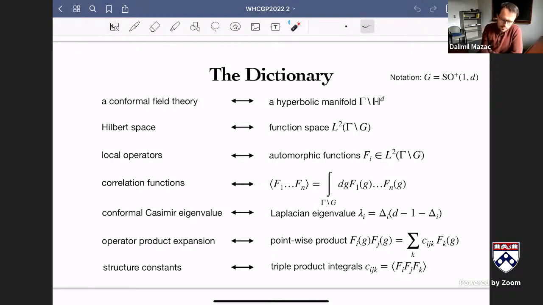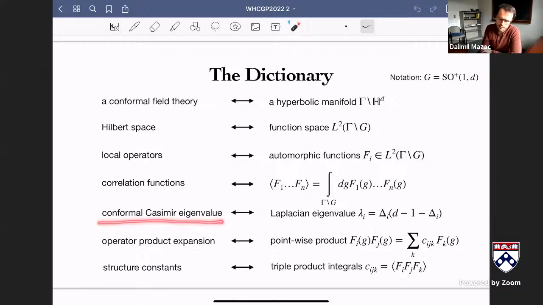Local operators are some distinguished elements of this Hilbert space. Sometimes they're called automorphic functions. They're basically like K-finite vectors in irreducible representations in the decomposition of L2 of G mod Gamma. Now we can also consider correlation functions, which come from taking a bunch of these automorphic functions or automorphic forms, multiplying them together, and integrating the result over the coset space G mod Gamma. This defines a correlator of these local operators or automorphic functions.